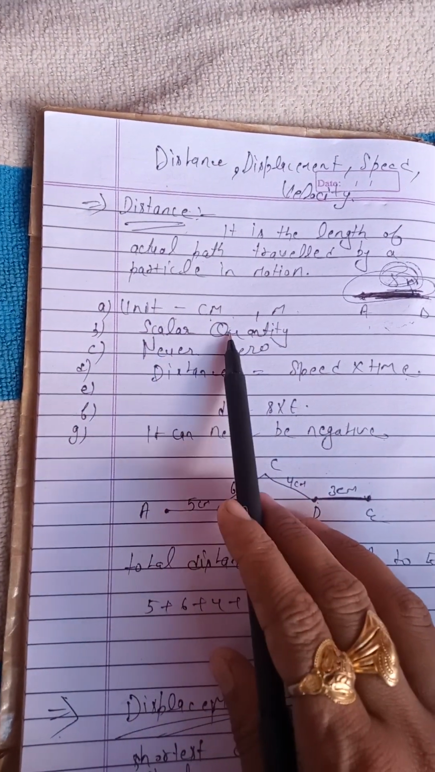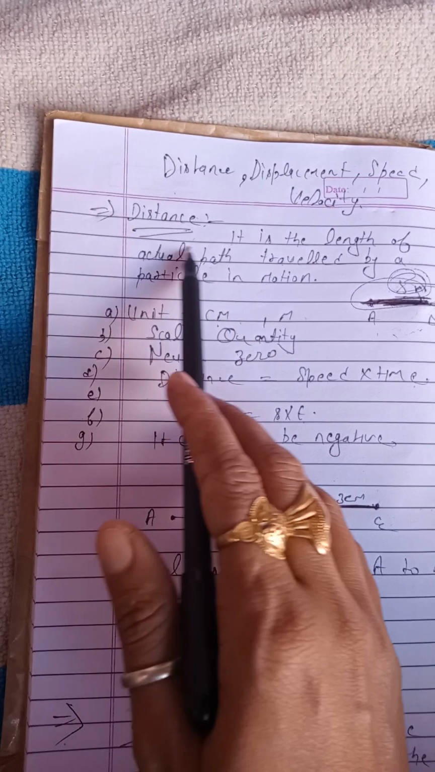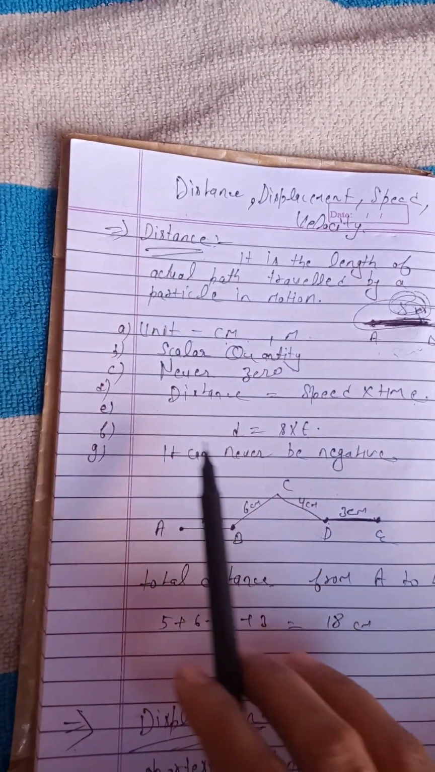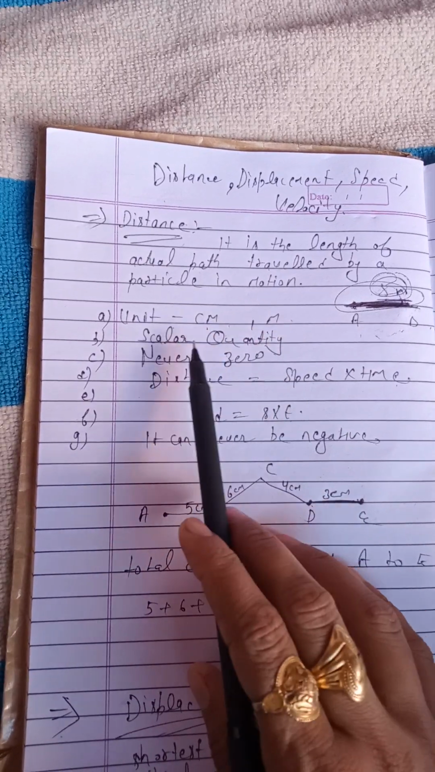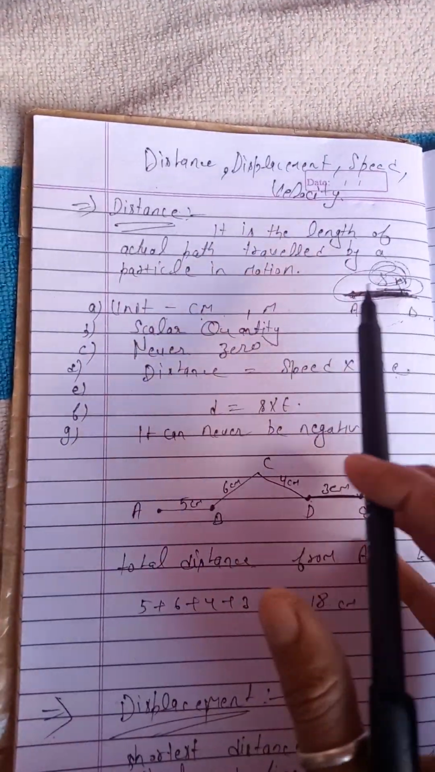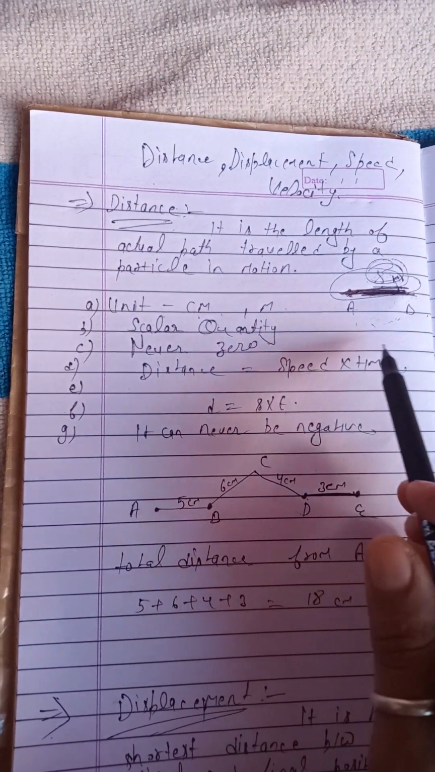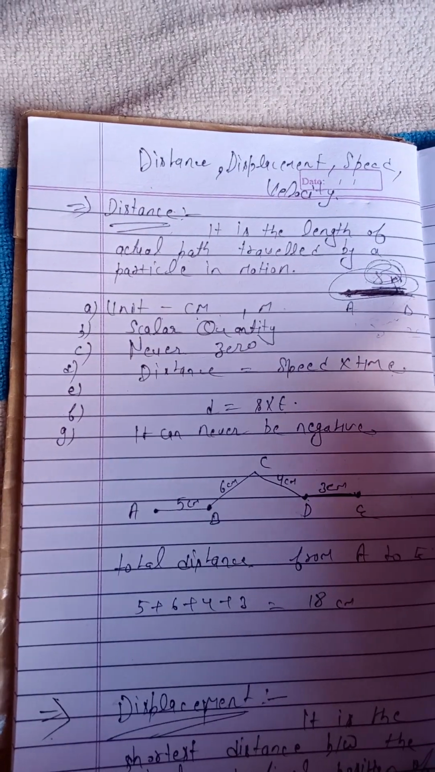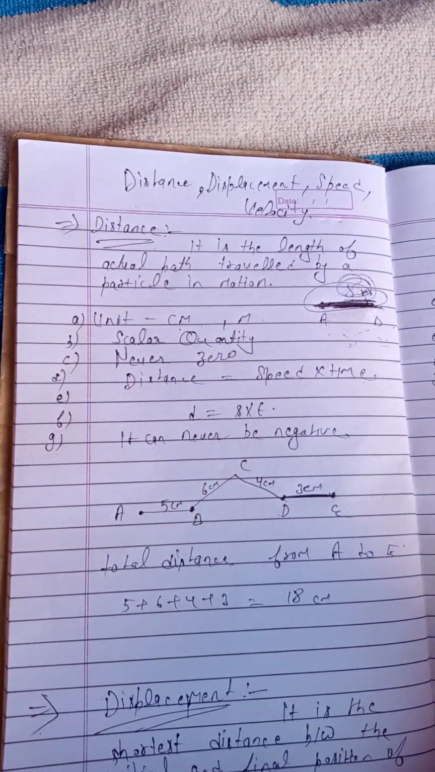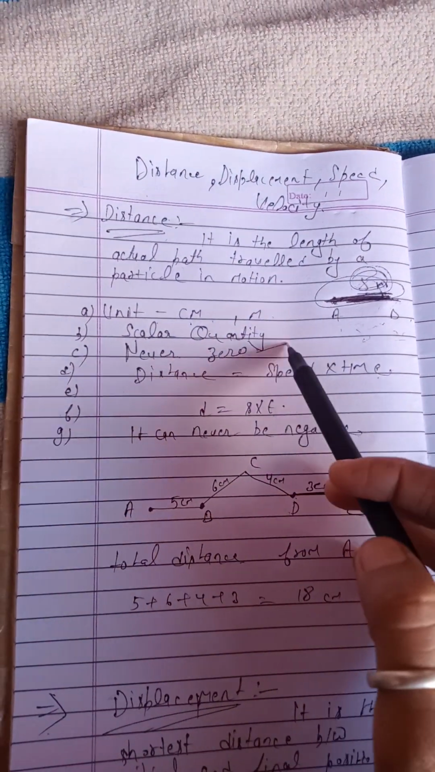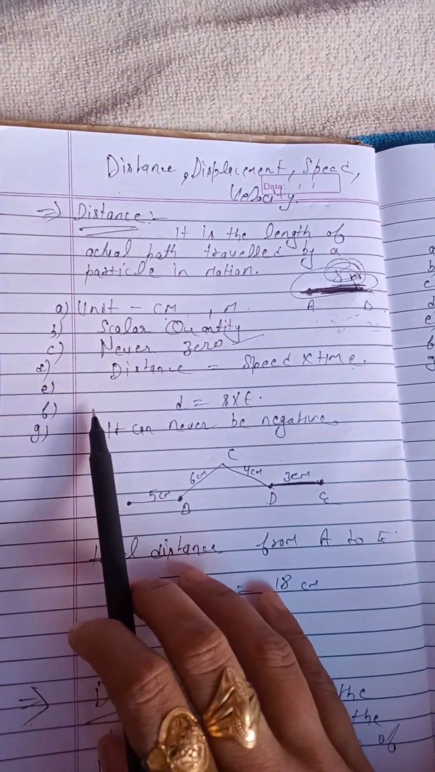Distance is a scalar quantity because distance never gives direction. Distance gives only the value. So we can say that distance is a scalar quantity. Distance can never be zero, because if any particle moves from A to B, the distance can be 0.1, 0.2, 0.3, and so on to infinity. So distance can never be zero.